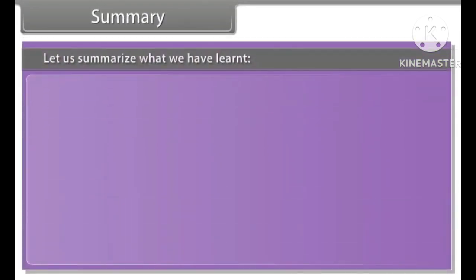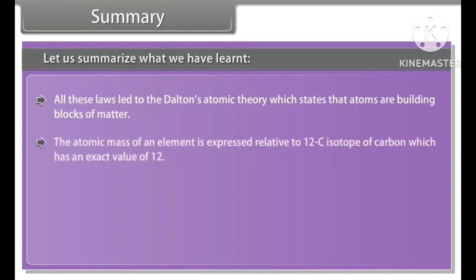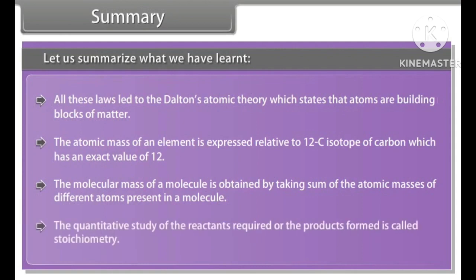Summary. Let us summarize what we have learned. All these laws led to the Dalton's atomic theory, which states that atoms are building blocks of matter. The atomic mass of an element is expressed relative to the carbon-12 isotope of carbon, which has an exact value of 12. The molecular mass of a molecule is obtained by taking sum of the atomic masses of different atoms present in a molecule. The quantitative study of the reactants required or the products formed is called stoichiometry.